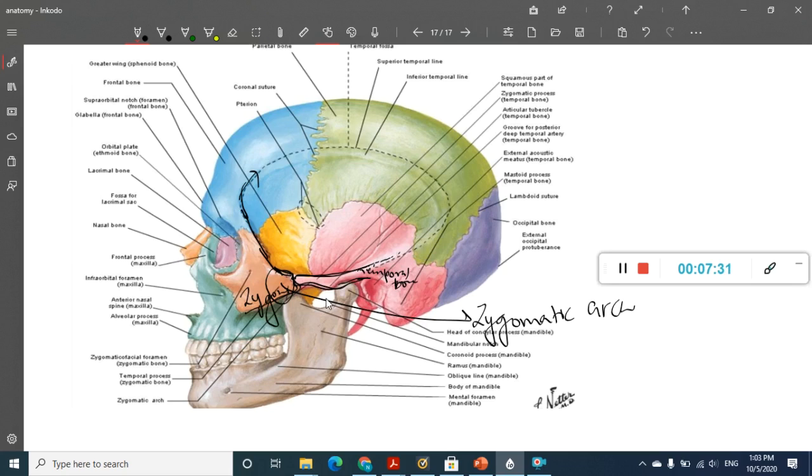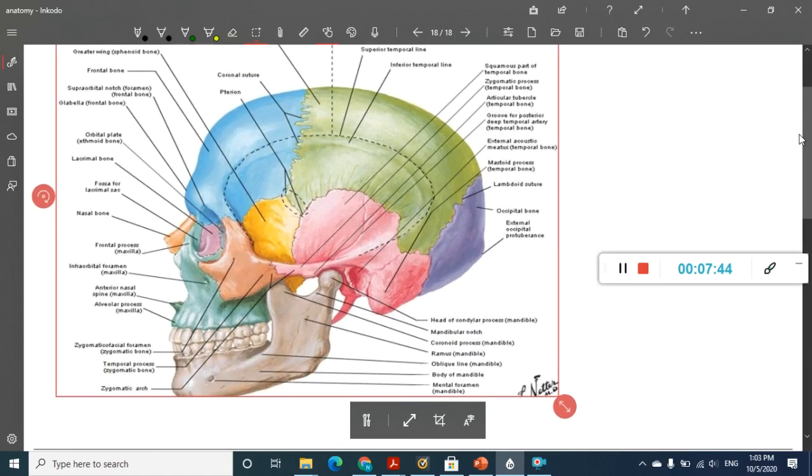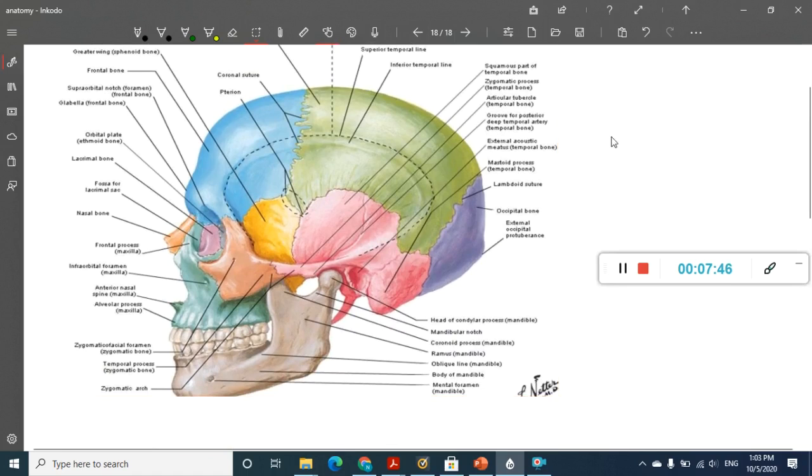Then one more important landmark you see here is this one. What is this called? This is called the external acoustic meatus. Then there is one more important landmark here which is important in ENT and asked many times, and there is a name for it: the suprameatal triangle. We call this the suprameatal triangle. What are you going to see in the suprameatal triangle? It is bounded above by the supramastoid crest.